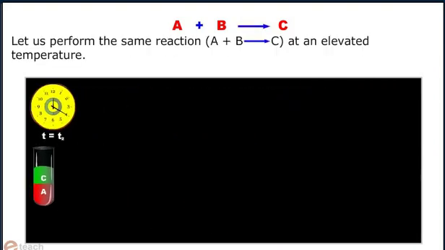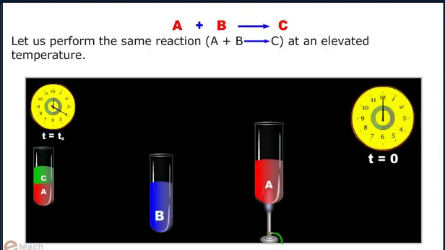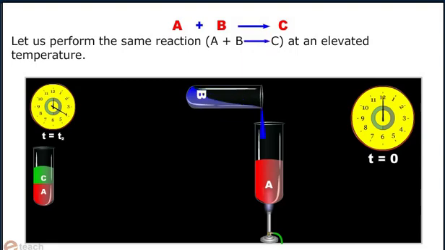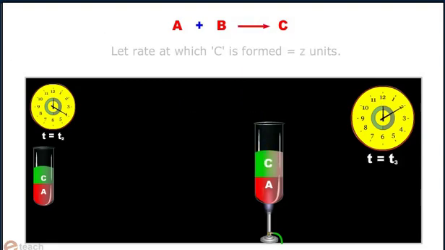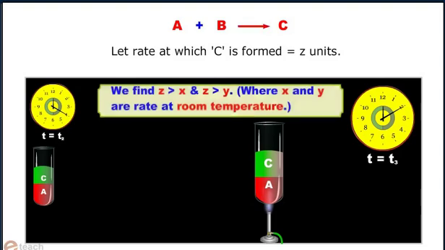Let us now perform the same reaction at an elevated temperature. Now let us subsequently heat the mixture. Let the rate at which C is formed be equal to Z units. We now find that Z is greater than X and Z is greater than Y, where X and Y are the rates at room temperature.